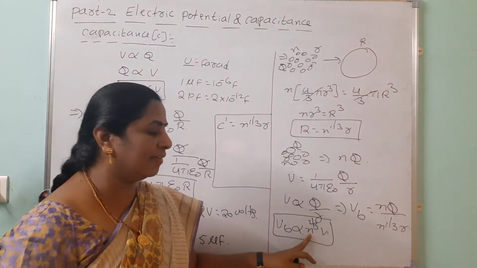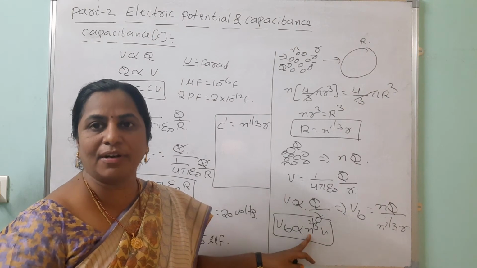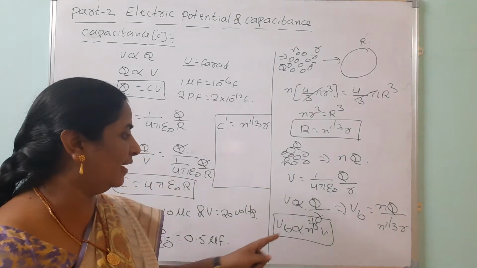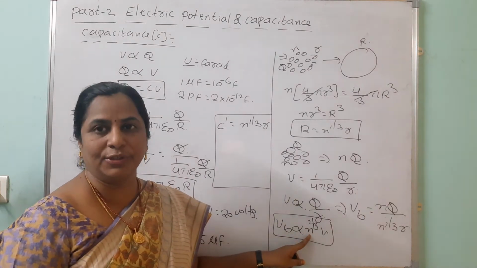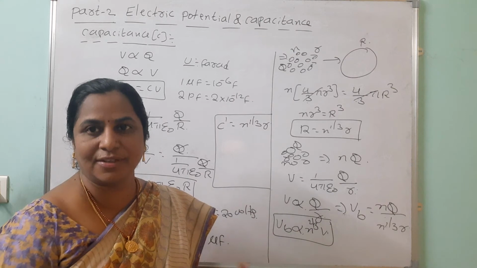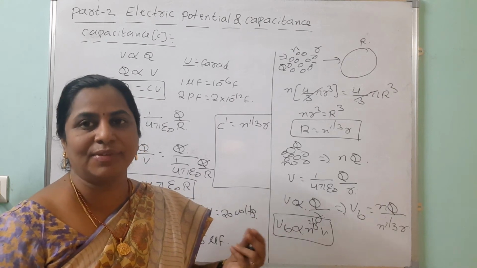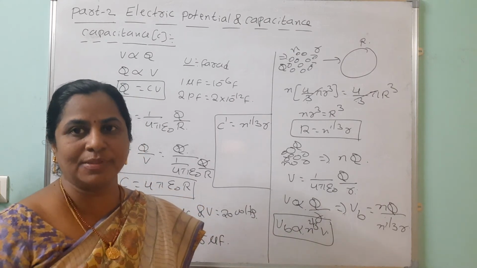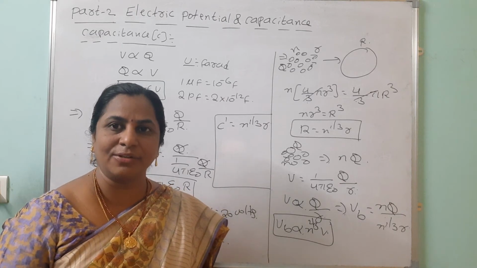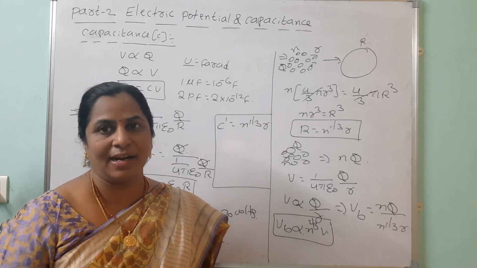Suppose here the n value is 8, and the number of drops is 8. Then what is the big drop capacitance? You can take, instead of 8, 2 cube. The 3 cancels, and 2 square is how much? 4 times that initial potential. If the charge is initially 2 coulombs, and 10 identical drops are combined, then what is the total charge? 10 into 10, 100 coulombs.